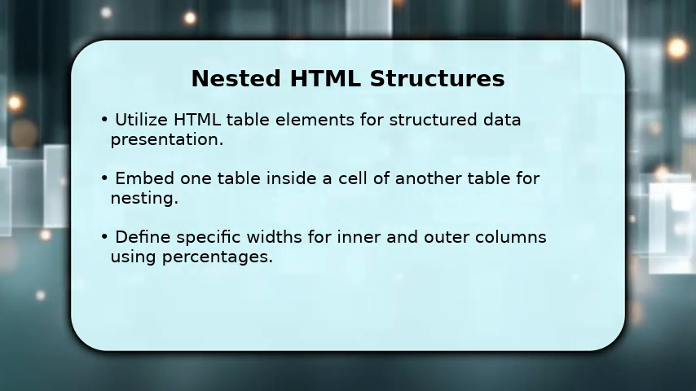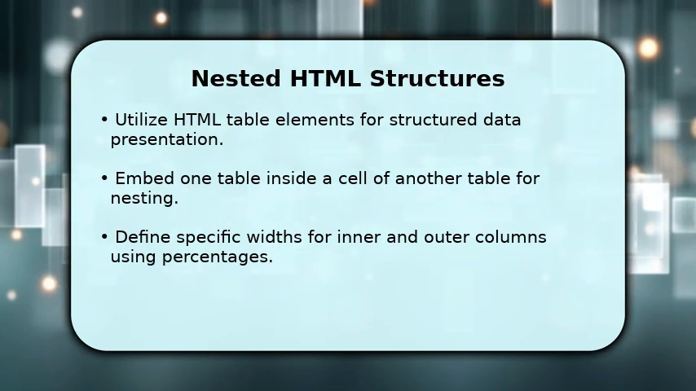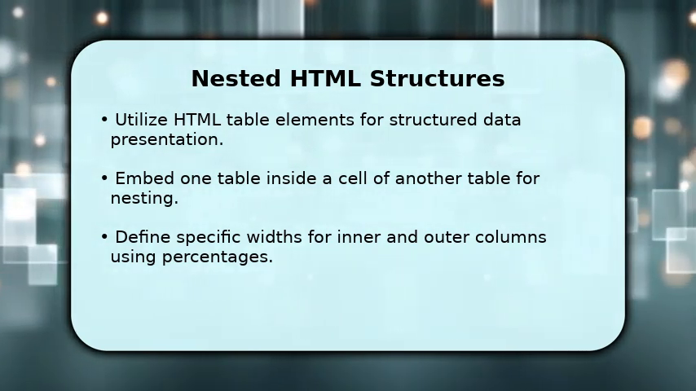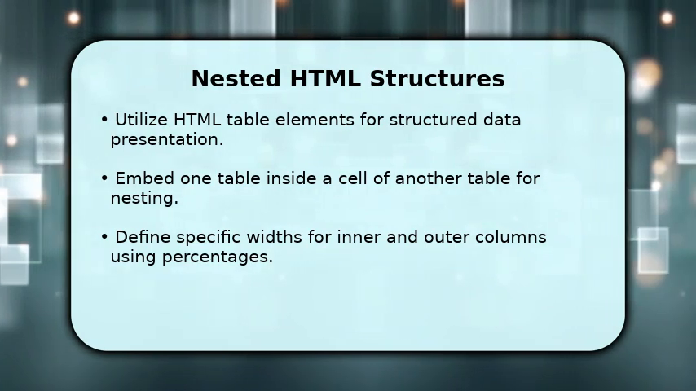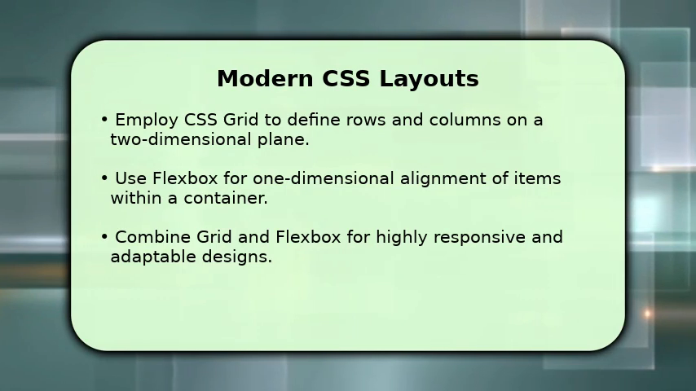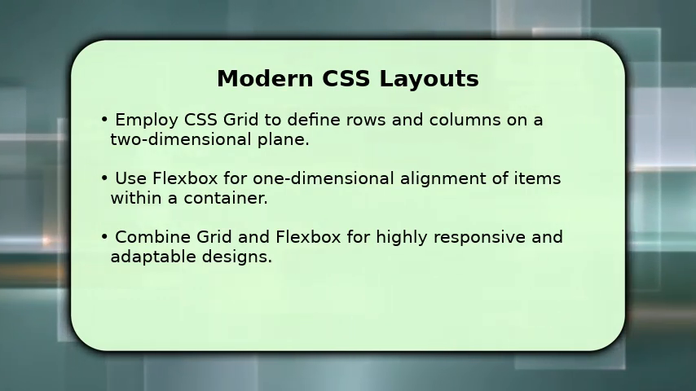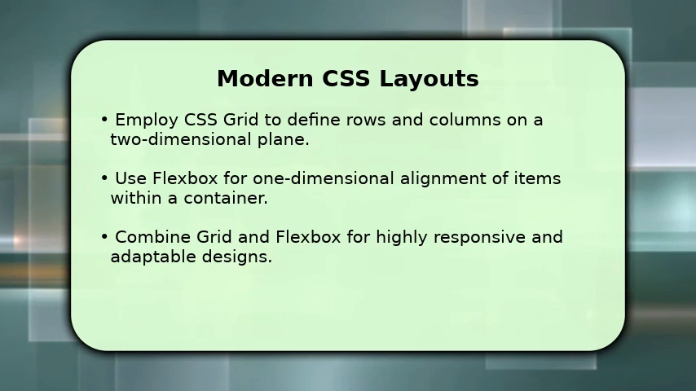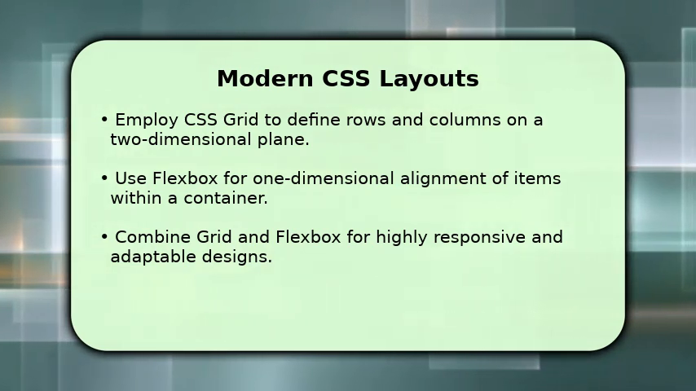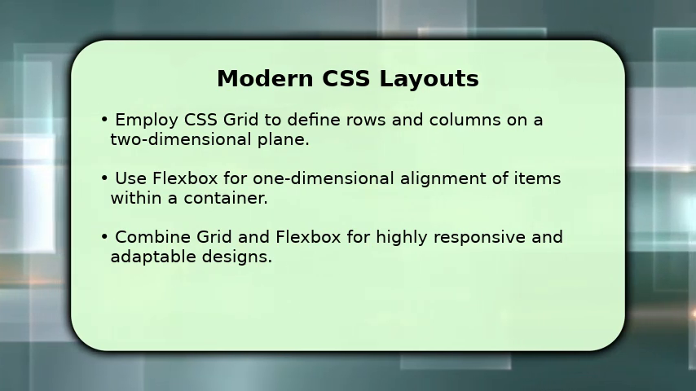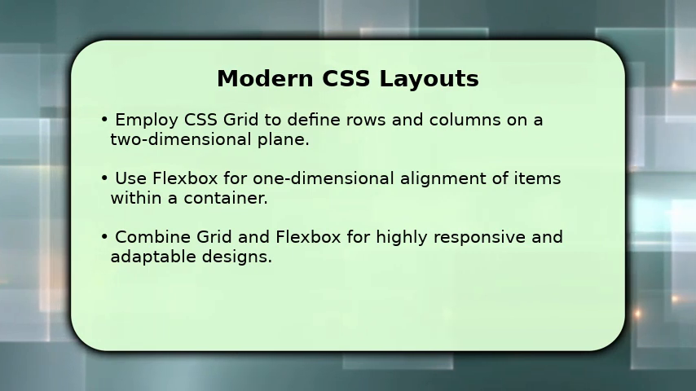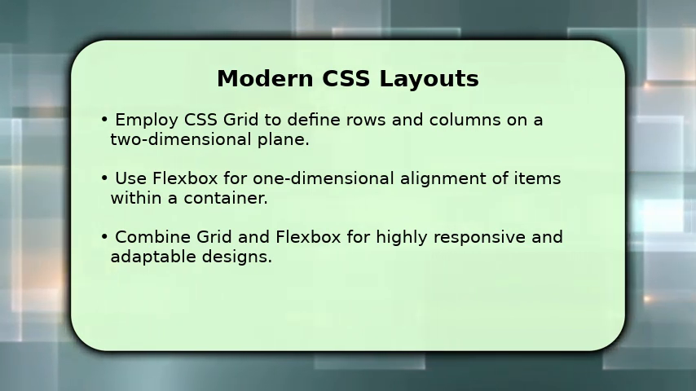This approach offers precise control over content alignment and spacing, making it suitable for specific, rigid layouts where content is highly structured. For more dynamic and responsive designs, modern CSS offers powerful tools like Grid and Flexbox. With CSS Grid, you can define a main column, then declare a nested grid within it to create subcolumns. Flexbox is excellent for aligning items within those subcolumns.